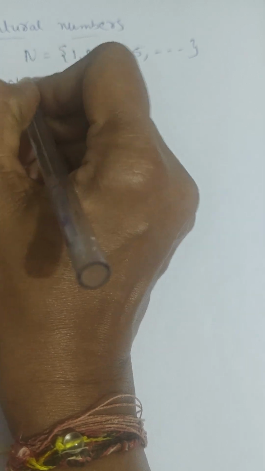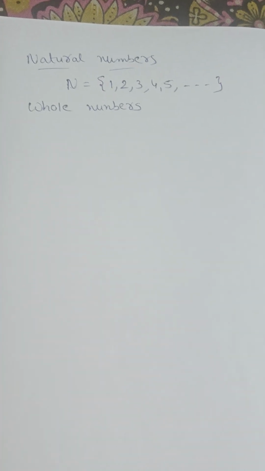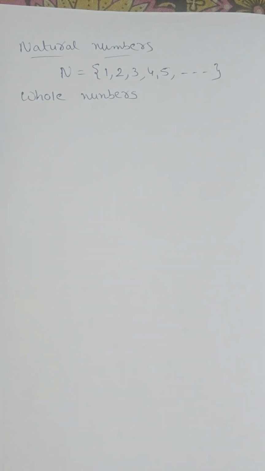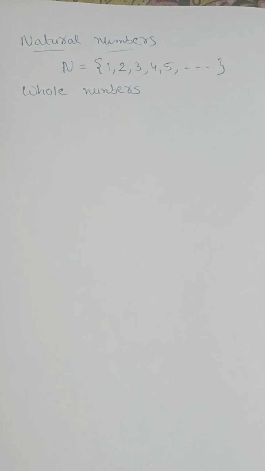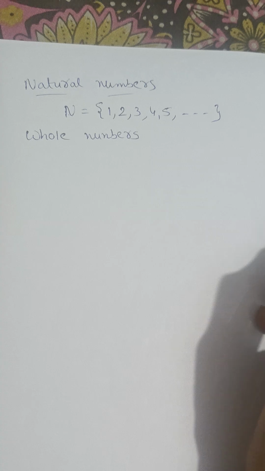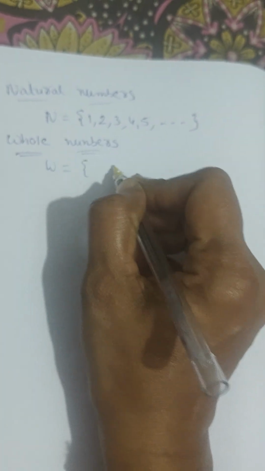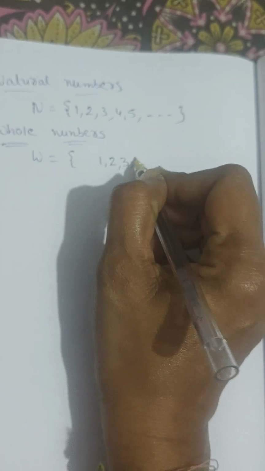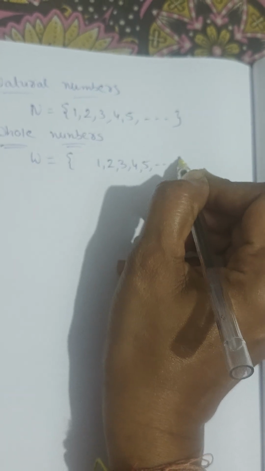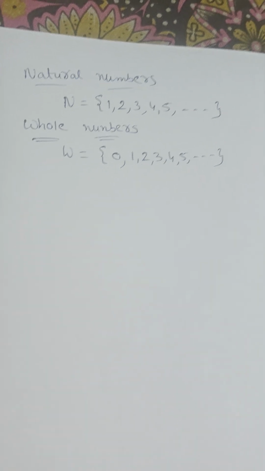Okay. Next, whole numbers. Whole numbers means what? All the natural numbers together with 0 are called whole numbers. So, whole numbers are denoted by W. What I told, all the natural numbers, you have to take together with 0. Together with 0 means 0 also included. So these are whole numbers.